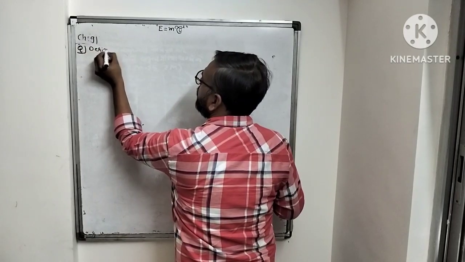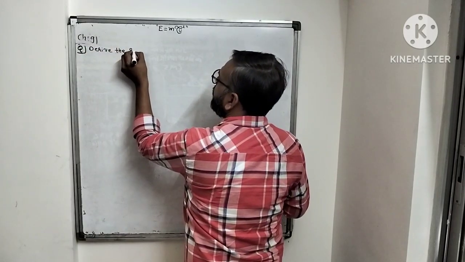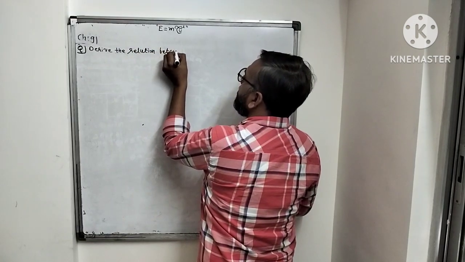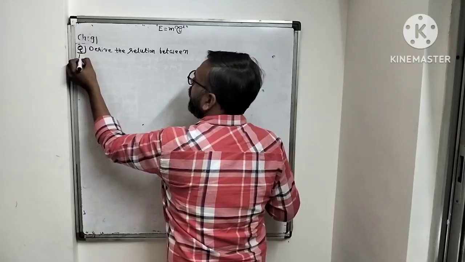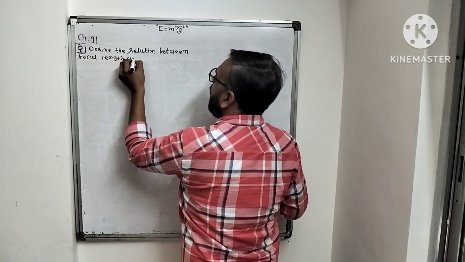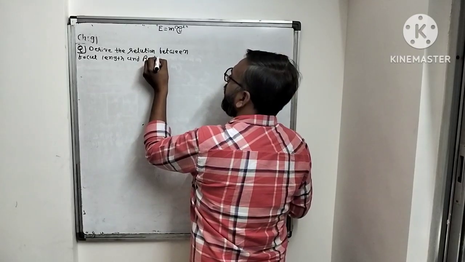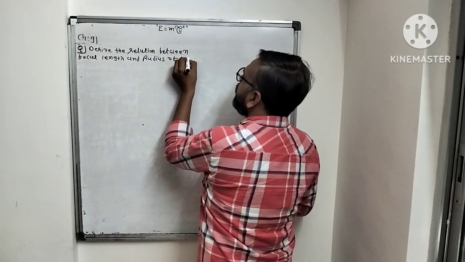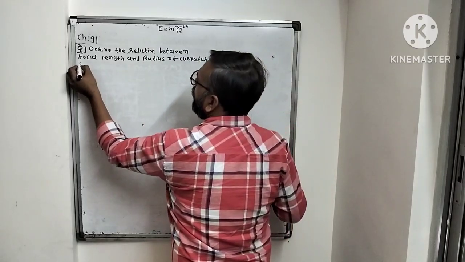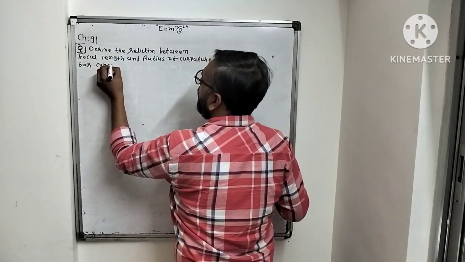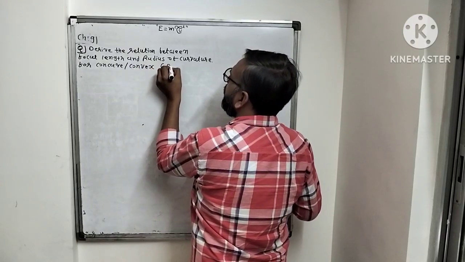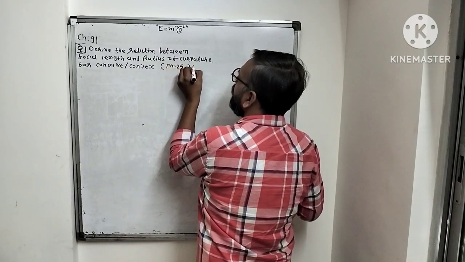Derive the relation between focal length and radius of curvature for concave, convex. March 25, 2 marks.